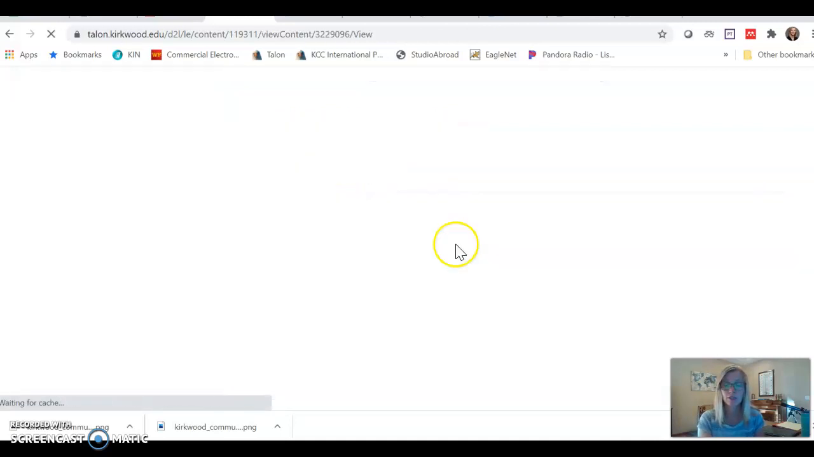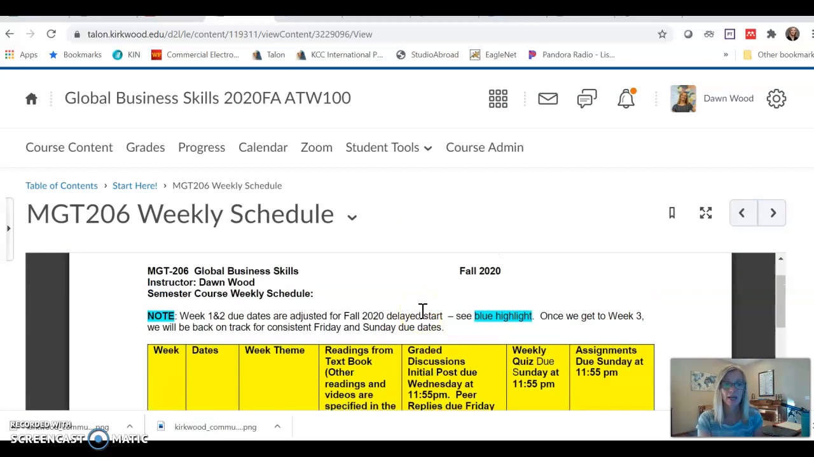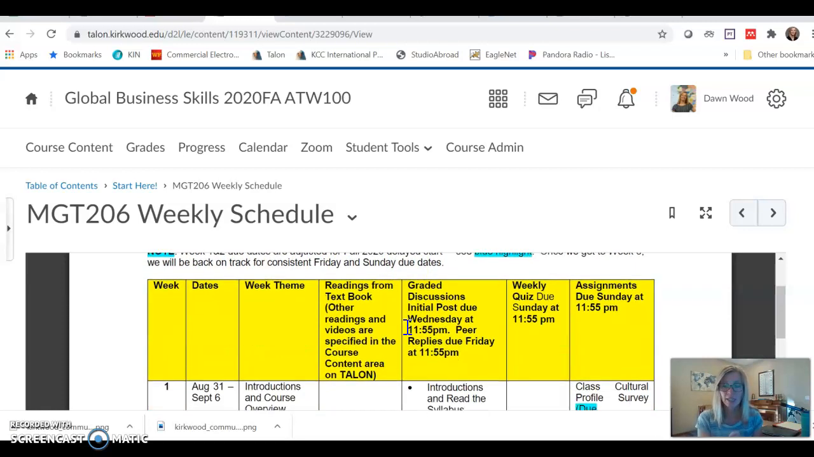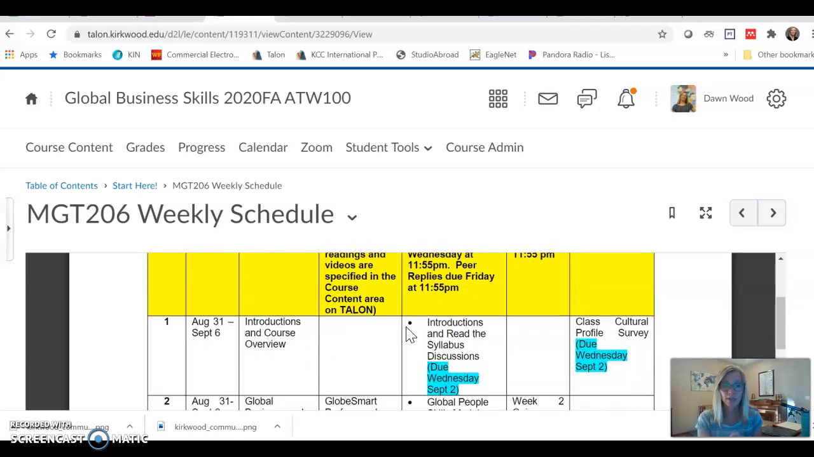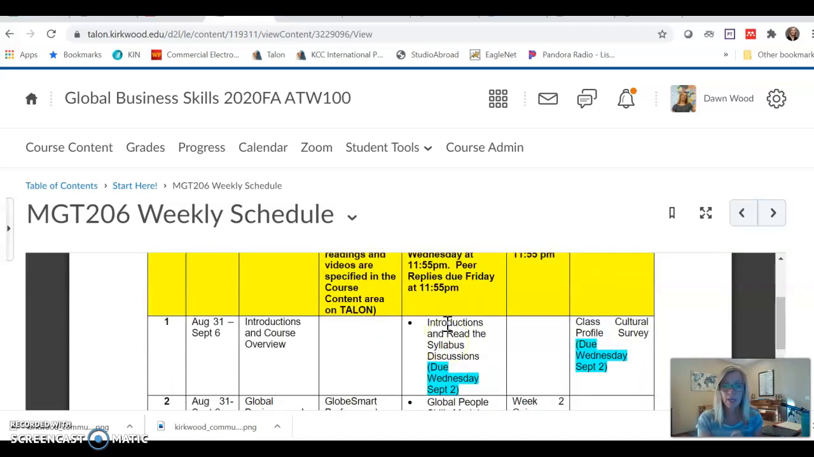The weekly schedule is a great tool for those of you who like to chart out your weeks and understand when things are due. Now, this semester we have a delayed start. We were supposed to start on August 24th, but we're starting on August 31st. So I had to kind of merge week 1 and 2 together in this schedule. So please pay careful attention to your due dates.